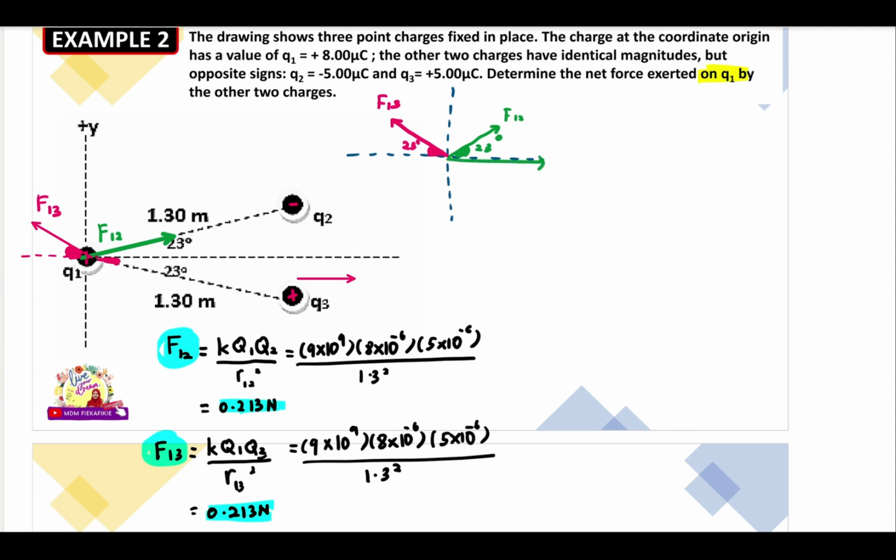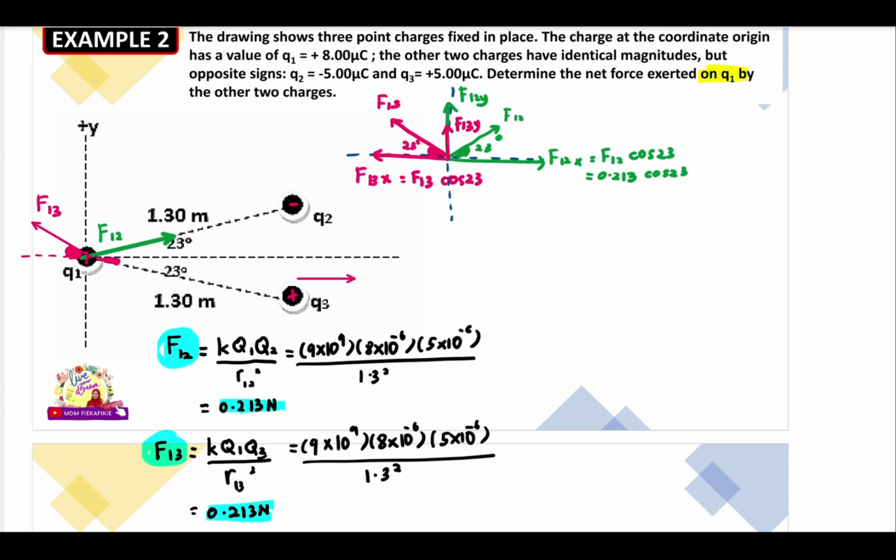So, kita akan ada kat sini F12X and this is F12Y. Okay. And then, untuk F13 pun sama. To the left, F13X and this is F13Y. Okay. So sekarang kita nampak F12X to the right. F12 tadi kita dah kira kan. So F12 cos 23. So F12 tadi kita dah kira berapa tu? F12 0.213 cos 23. Okay. Tapi untuk F13X sama juga. Kita ada F13 cos 23.